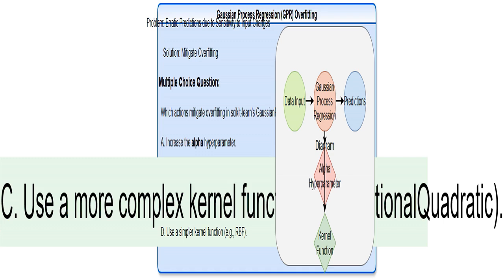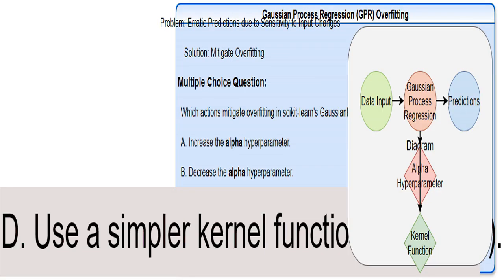Simpler kernels, like the radial basis function RBF kernel, make assumptions about the data that smooth out the model. They're less flexible but more robust. Think of this as using a broader brush stroke. You'll lose some detail, but the painting will be more generalized.